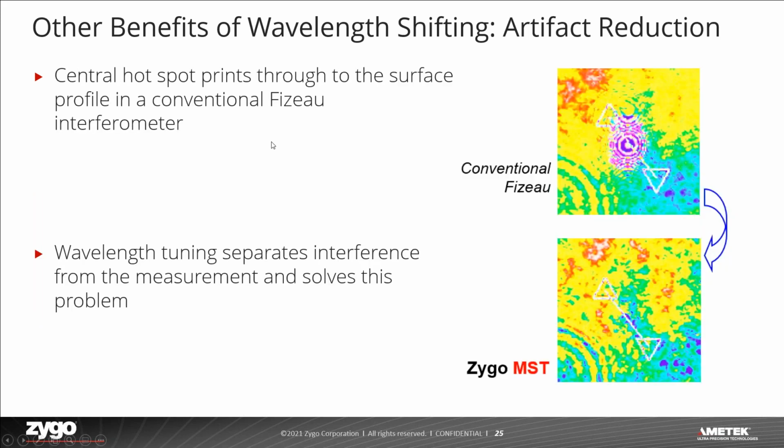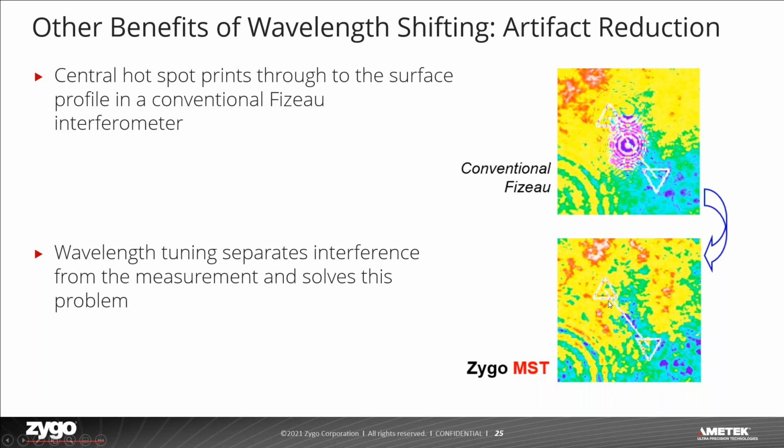Another huge and underrated benefit of wavelength shifting is artifact reduction. It's fairly common to see central hotspots print through in the surface profile in a conventional piezointerferometer. That's what this center bullseye looks like. But since wavelength tuning can separate the interference, it ends up solving this problem. See, the bullseye basically disappears.